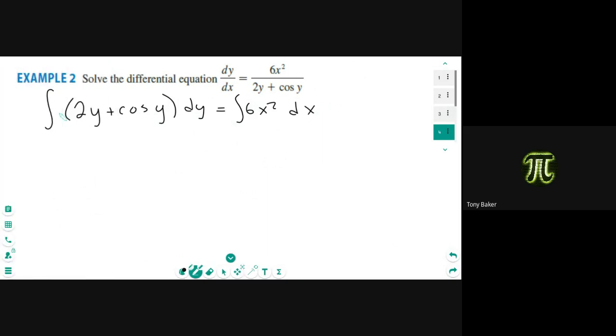All right, so what's the integral of 2y plus cosine y? y squared plus sine y. So y squared plus, not plus, wait, yes, plus. Sorry, it was plus or minus. I know.